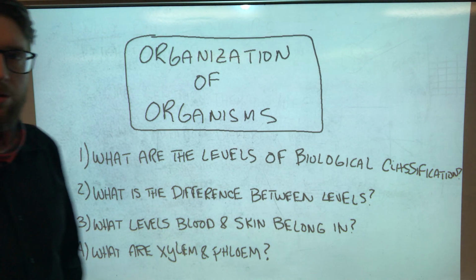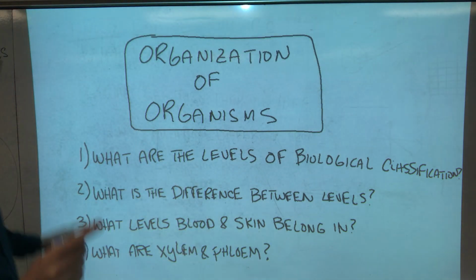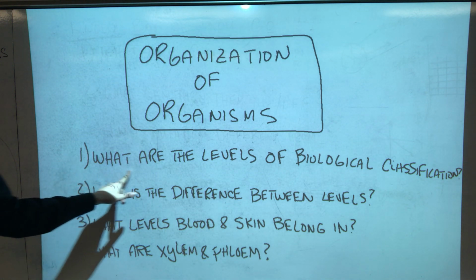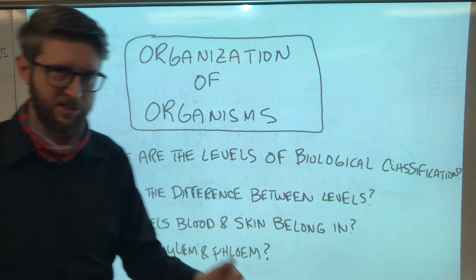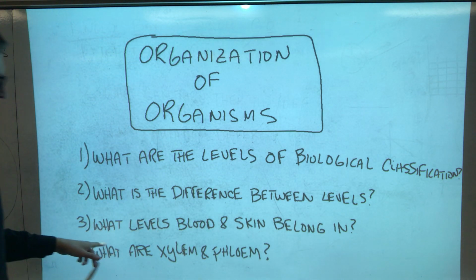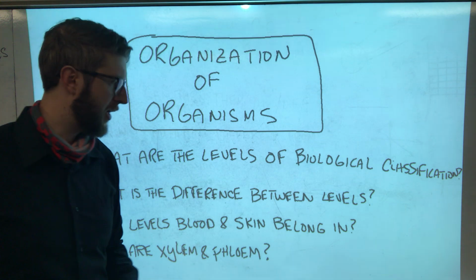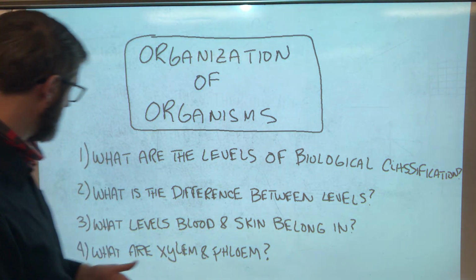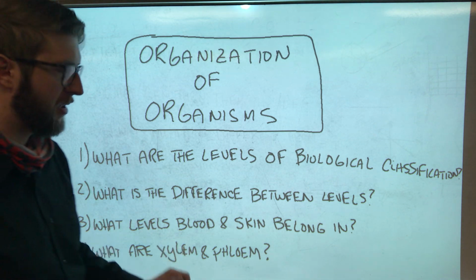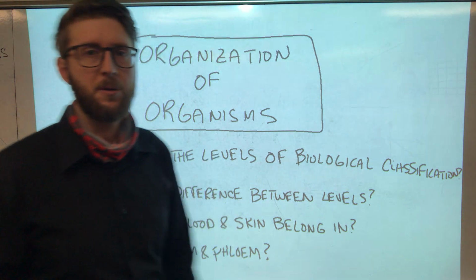So the things that I want you to know before you go are these four things right here. One, what are the levels of biological classification. Two, what is the difference between the levels? Three, what levels do blood and skin belong in? Because those are kind of tricky. And four, what are xylem and phloem? So let's get started.